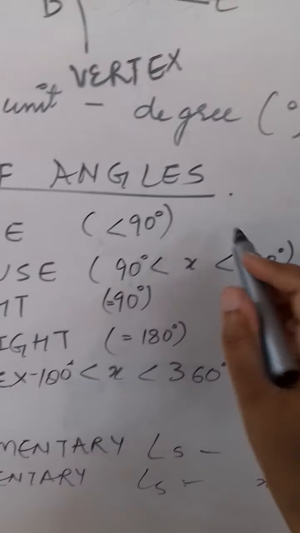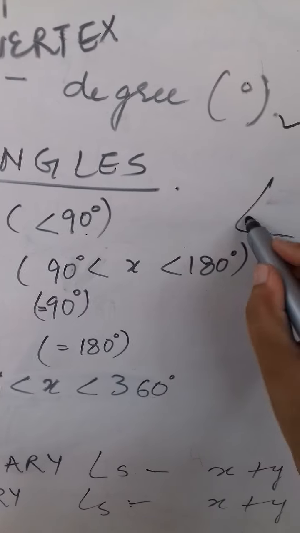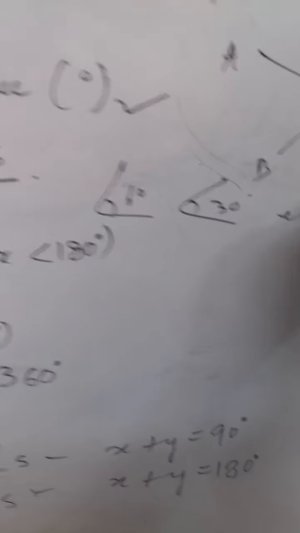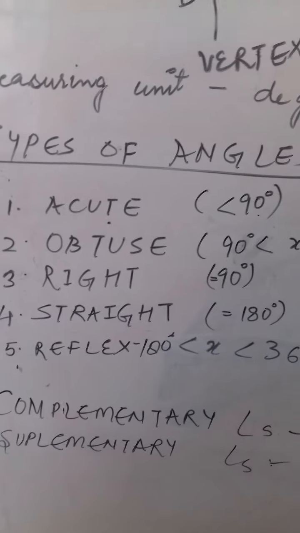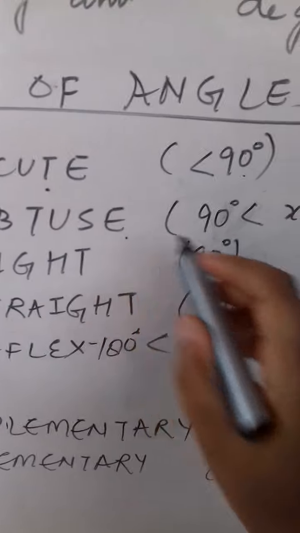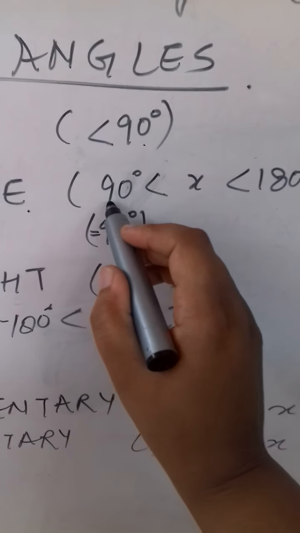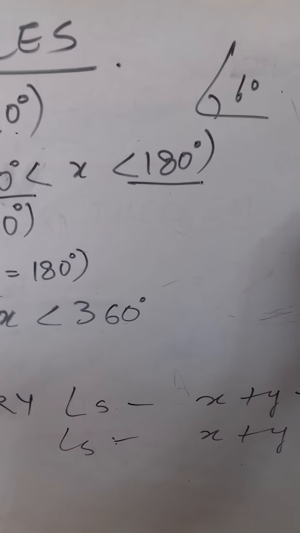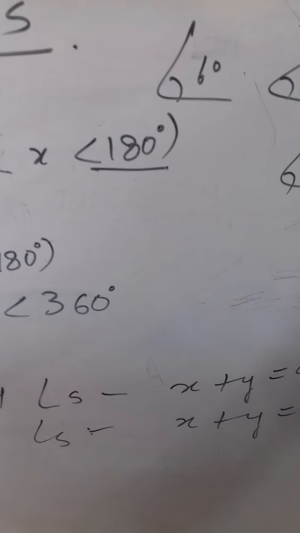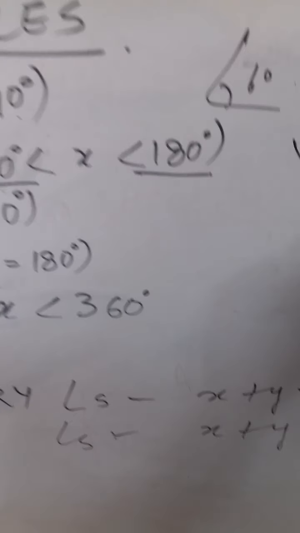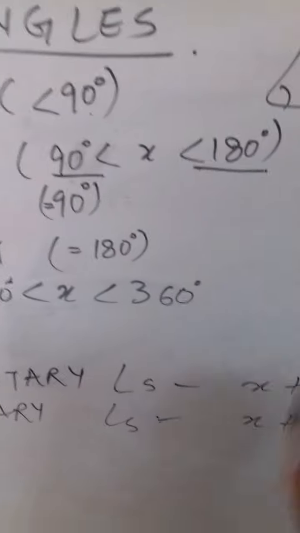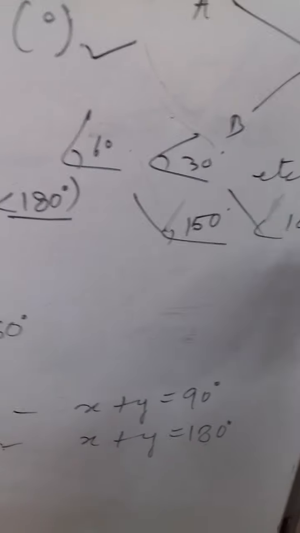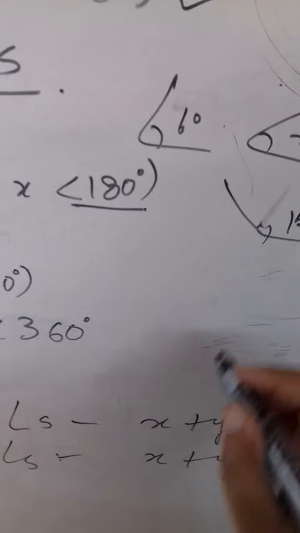Acute angle. Angles which are less than 90 degrees, that is 60 degrees, 30 degrees, and so on. Anything less than 90 degrees is called an acute angle. Then come obtuse angles. Angles which measure between 90 and 180, that is 150 degrees, 160 degrees, because they are more than 90 and less than 180.